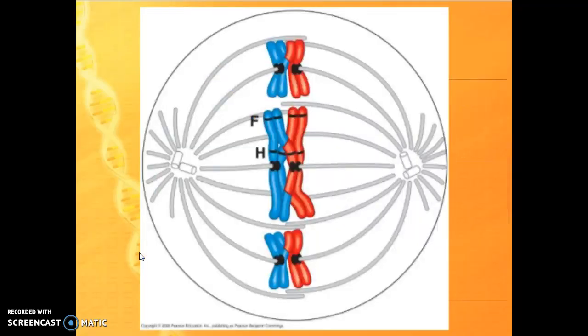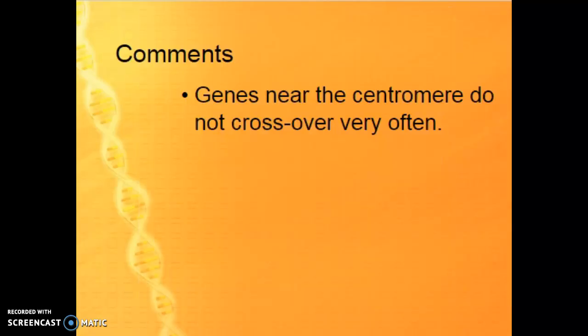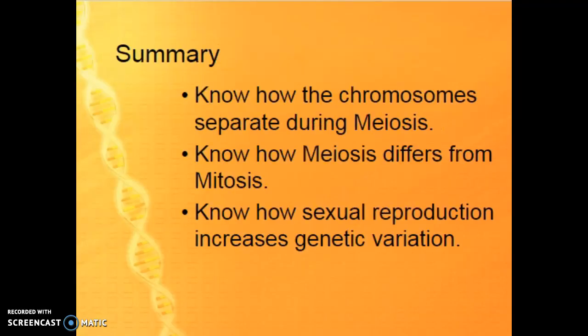Multiple crossovers are really common on large chromosomes. You see kind of what that would look like here. Smaller chromosomes, obviously, have smaller surface area. Genes near the centromere aren't going to cross over very often because they're tightly wound to the centromere.